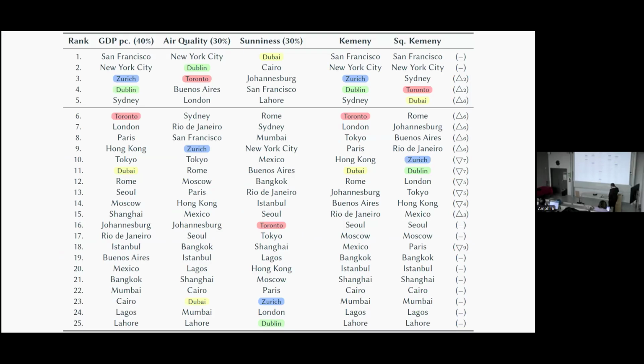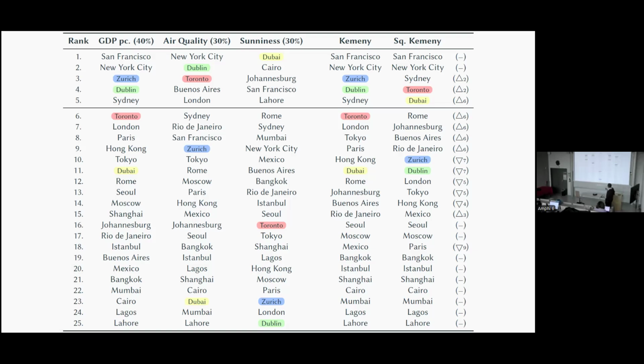And oh yes, we can actually see it. I'm happy. So this is our input here: 25 cities ranked in these 3 ways. We've assigned weights 40%, 30%, and 30% to those 3 criteria. And then we plugged it into Kemeny and into the Squared Kemeny rule. And this shows you the difference between the 2 rankings. So, for example, both agree that San Francisco is the best city. Probably means there are some criteria that we forgot to put into our aggregation.